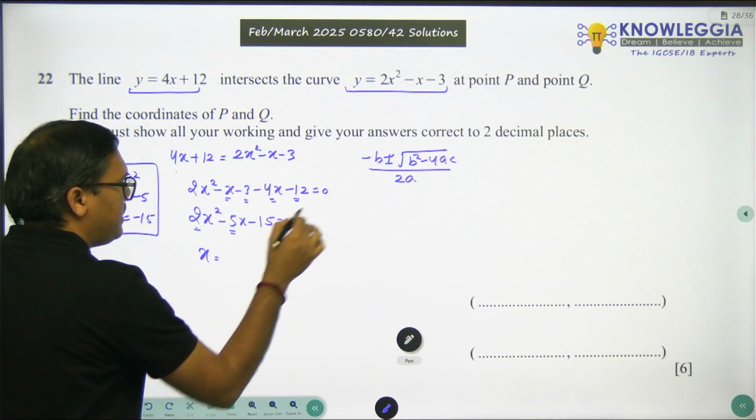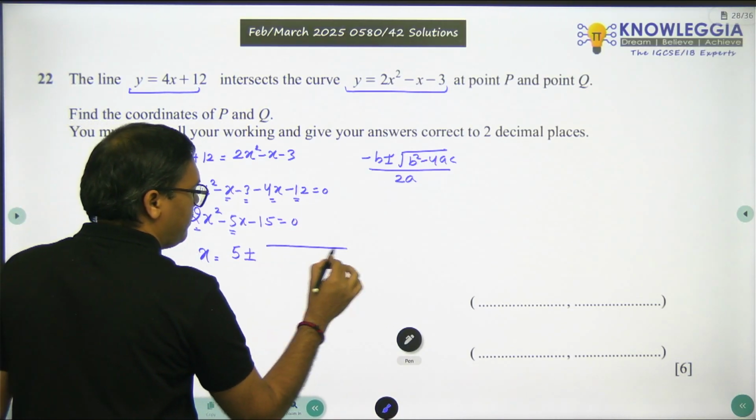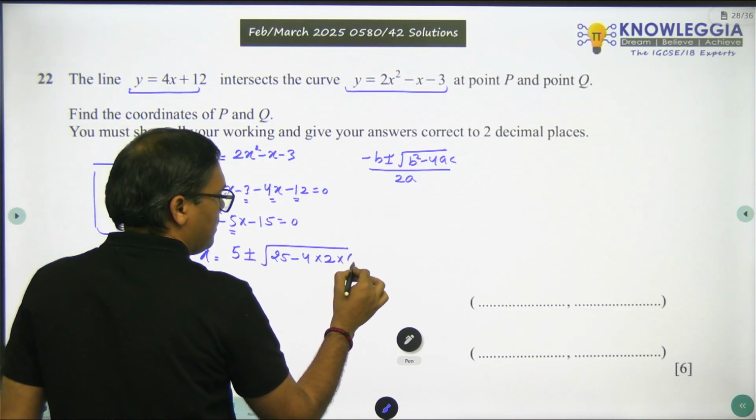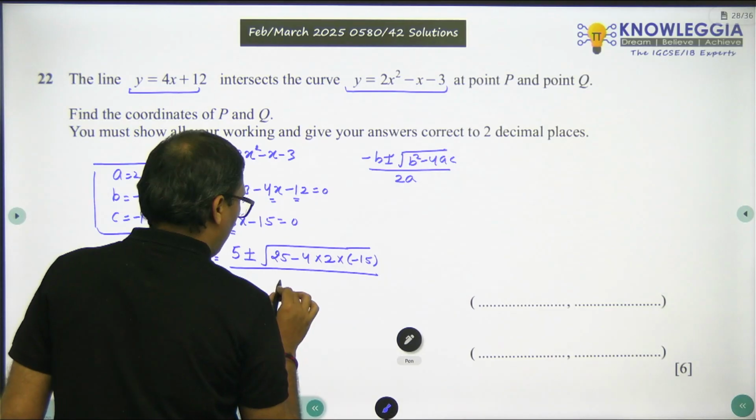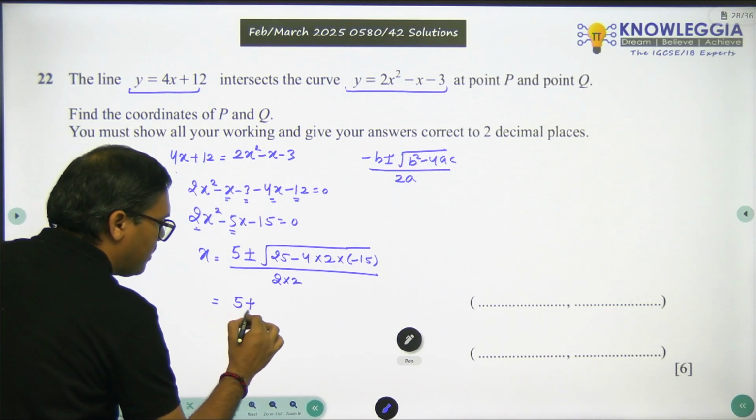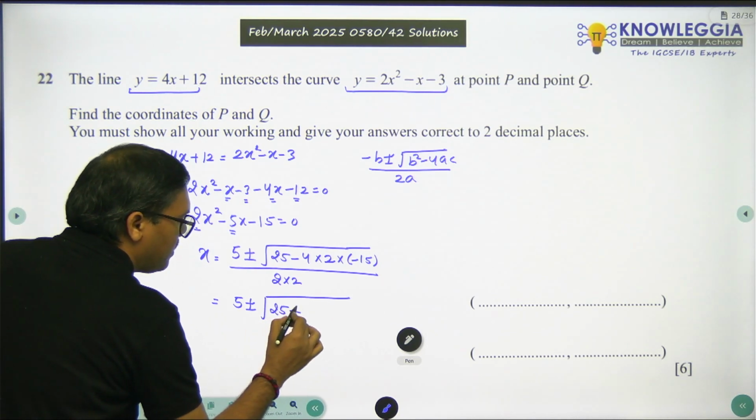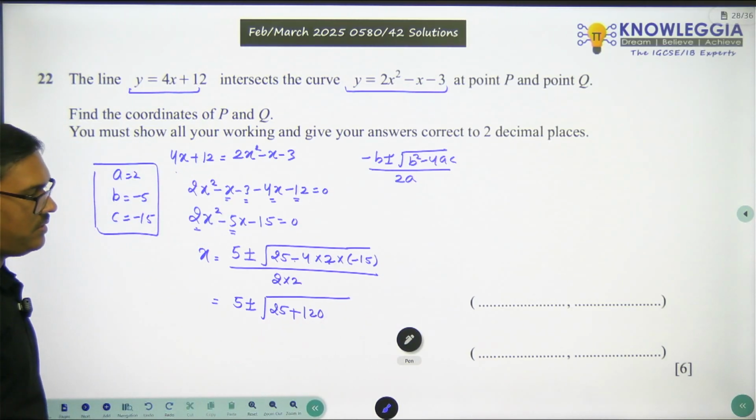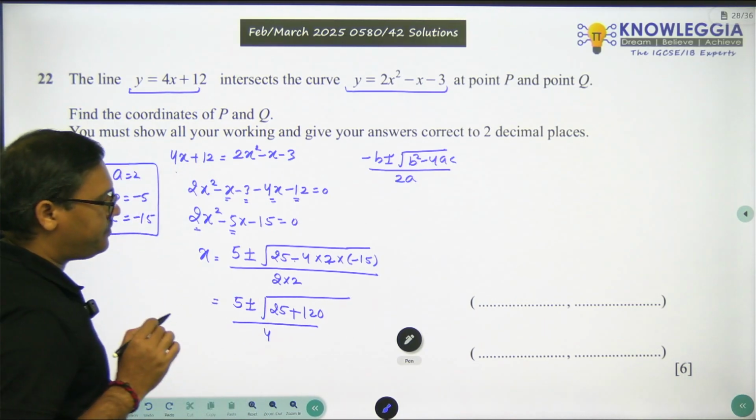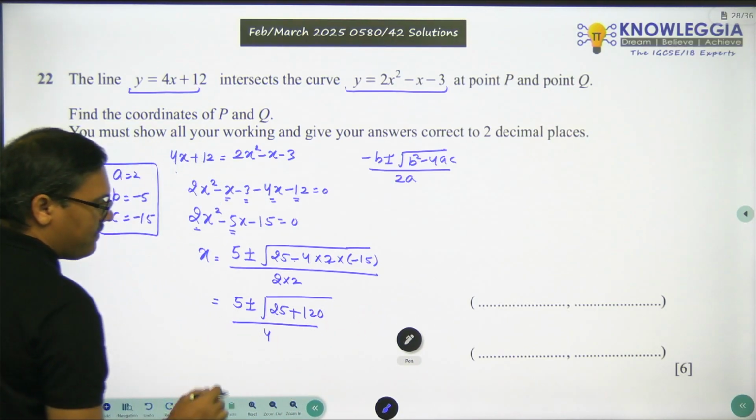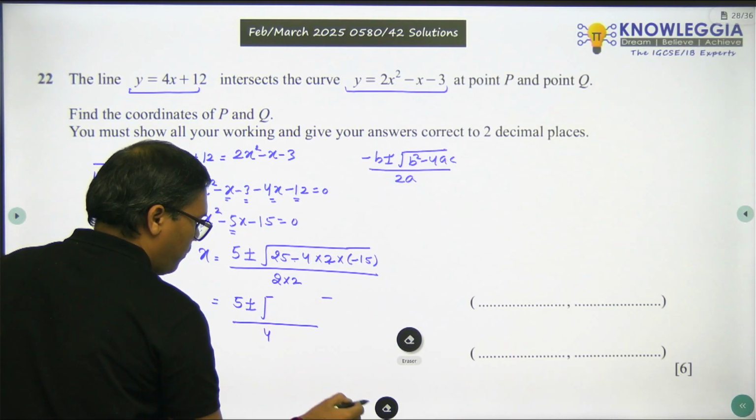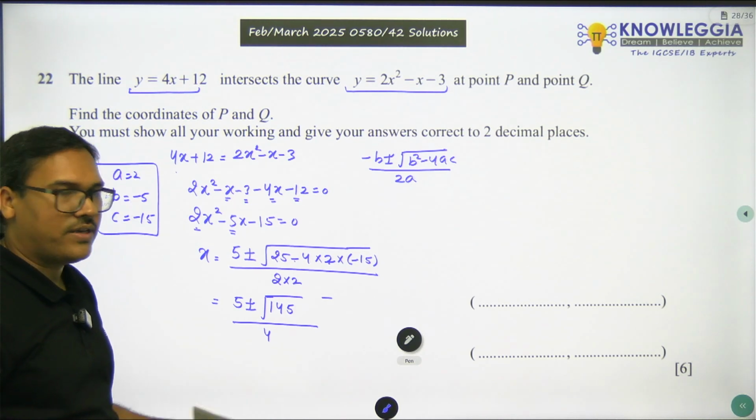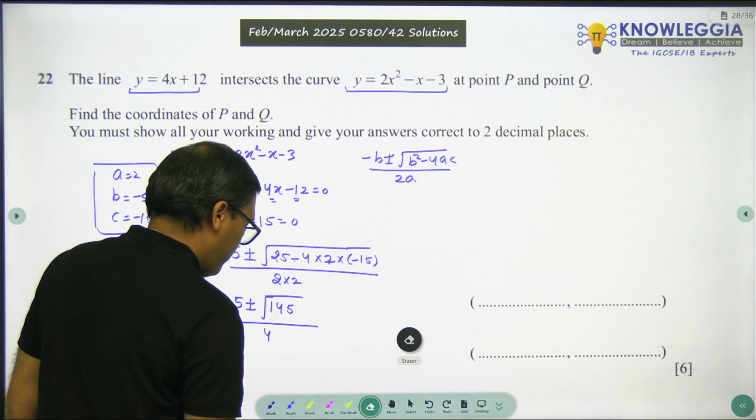So if you put this value, minus b, that is negative of b, plus minus the root of b square, that is minus 5 square, which is 25, minus 4ac, upon 2a. So just simplify this. This is 5 plus minus the root of 25, and negative and negative will become positive, so this will become 30, 30 into 4 is 120, upon 4. Now, what is 120 plus 25? 145. So this is root of 145. Now you have to just plug in the values in the calculator and you'll get the values of x.